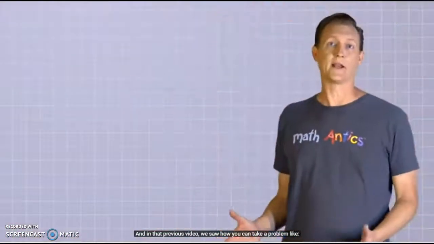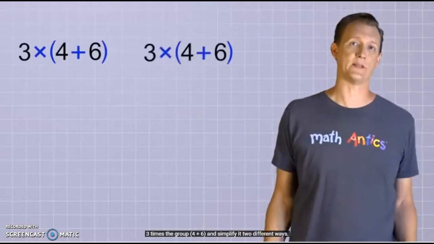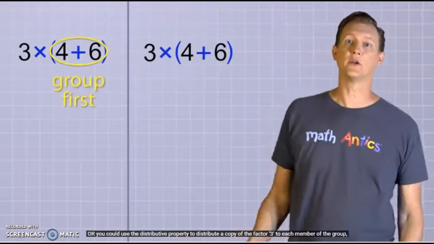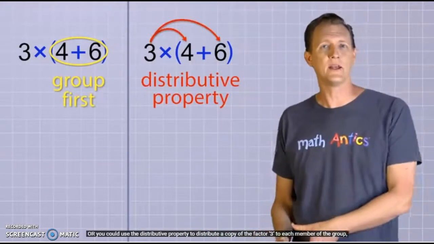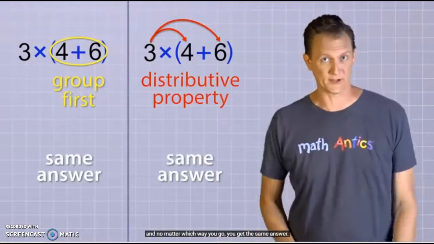And in that previous video, we saw how you can take a problem like 3 times the group, 4 plus 6, and simplify it 2 different ways. You could either simplify what was in the group first, or you could use the distributive property to distribute a copy of the factor 3 to each member of the group. No matter which way you go, you get the same answer.